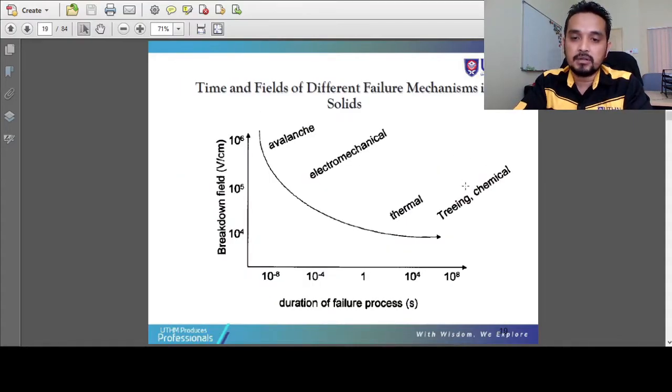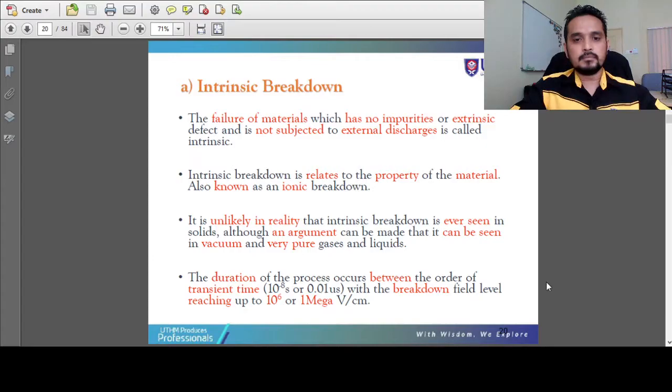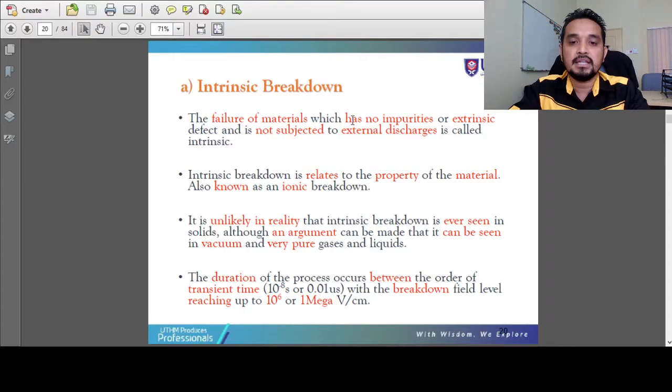Once we discuss all of this, you can come to this graph, and then you will understand what I just explained to you. Okay, intrinsic breakdown. We call it intrinsic breakdown if the material has no impurities. That is, if it is silicon rubber, it is pure silicon rubber. There are no additional fillers added to this material.